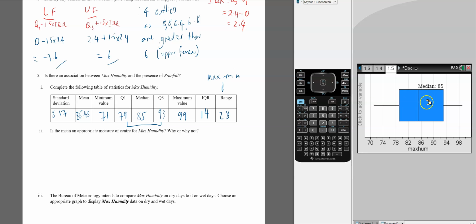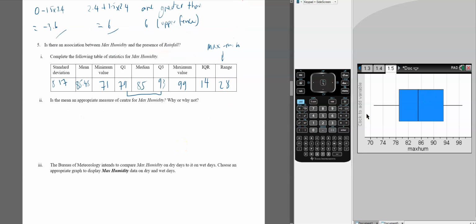the mean and the median itself, okay, is the mean an appropriate measure of center for max humidity? Remember that if there is skewing or there are outliers, mean is not an appropriate measure. So I'd actually straight off answer that right now. I'm going to talk about the flip side in a moment. So I would say not appropriate because the distribution is positively skewed. Therefore, the median is a more reliable measure of center.